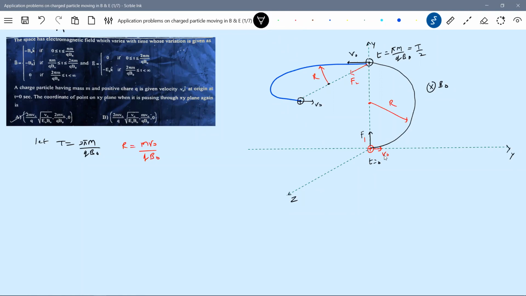Now what will happen? The magnetic field is switched off. Then what will come into the picture? The electrostatic field will come into the picture. The electrostatic field is minus E naught k cap, so the electric field will be directed into the plane of paper. So he's asking the coordinate of the point on the XY plane where it passes through the XY plane again.